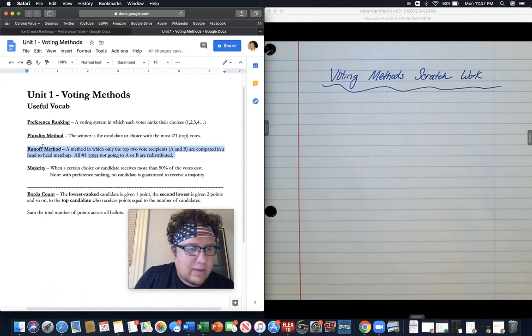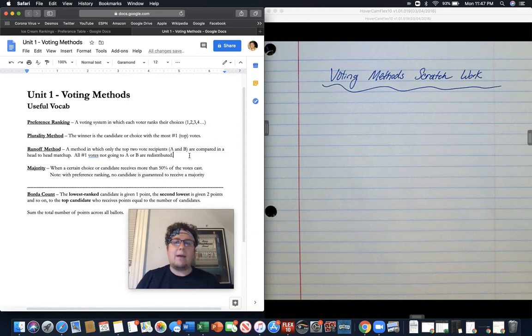And then the second method is something called the runoff method. So you have to do plurality first, and then you can calculate the runoff winner, because this is a method in which only the top 2 vote recipients, A and B, are compared in a head-to-head matchup. So all number 1 votes not going to A or B are distributed. So what that means is that we're going to find a third place winner in that plurality election, and we will essentially eliminate them out of contention for any votes in the runoff vote. So someone might say, why are we doing that?